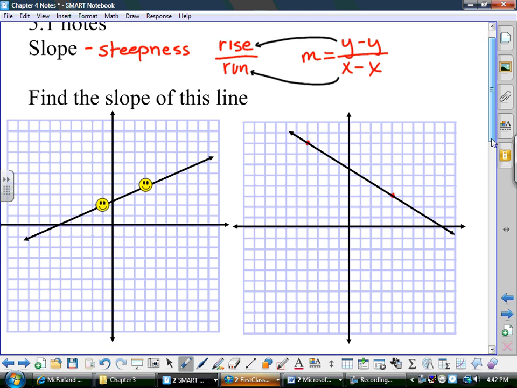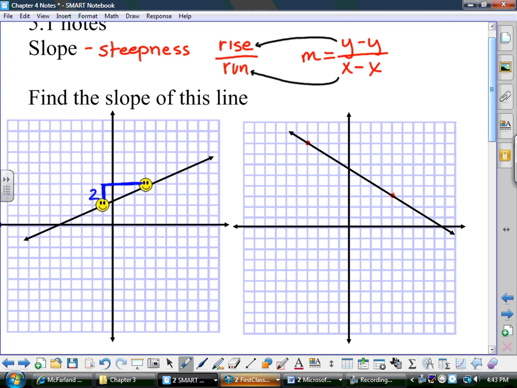Take a minute, pause the video, and draw these two lines, and then we'll work on finding the slope of those two lines together. For the first line, I'm looking for some nice points to use, and there are smiley faces at the nice points. And I want to count between those 2 points, how much do I need to rise and how much do I need to run.